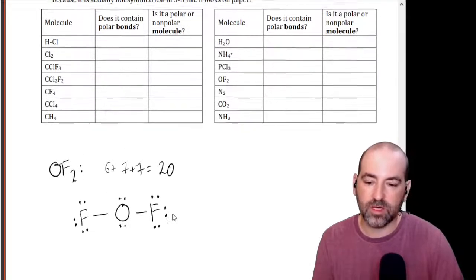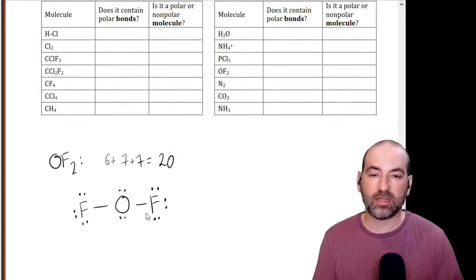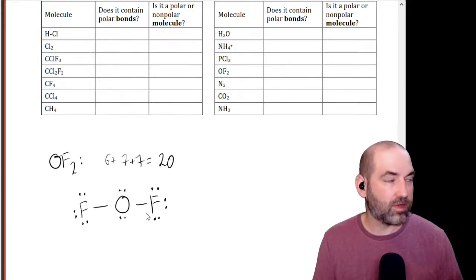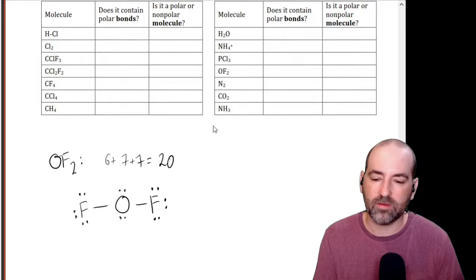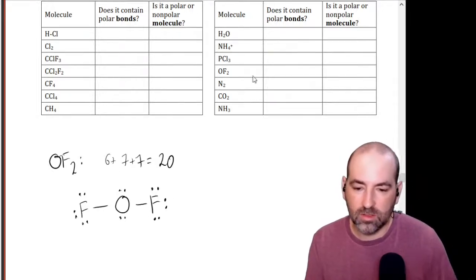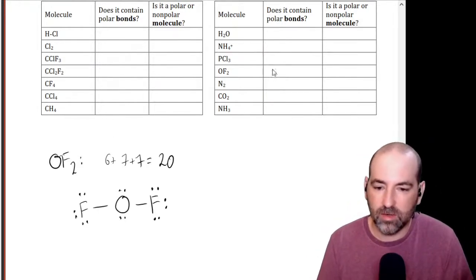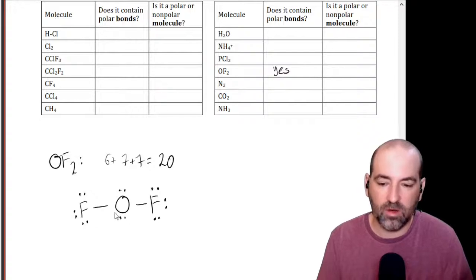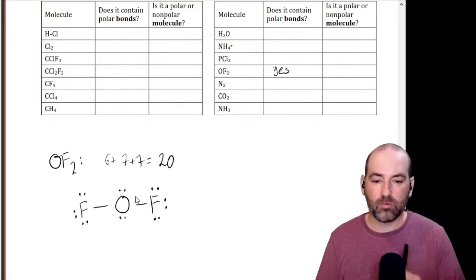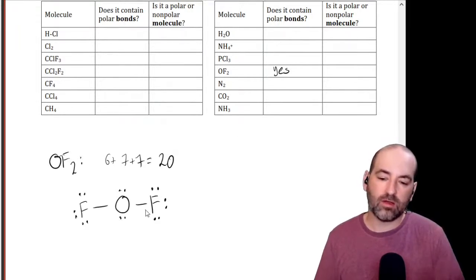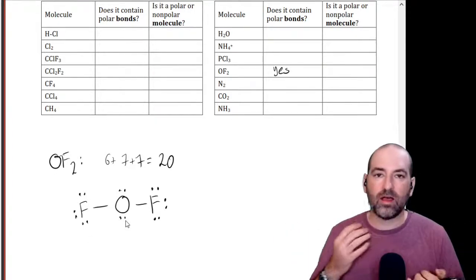And we can answer the first question, does this contain polar bonds? And it does, because there's a difference in electronegativity between oxygen and fluorine, about 0.5, I believe, maybe more. So those are polar bonds. So OF2, where is it? There it is. Does it contain polar bonds? Yes. The OF bonds individually are polar. Is the molecule polar or nonpolar? Now, here's where we need one more step. We can't just say, well, okay, it's negative and positive in the middle, so that's symmetric, so they cancel each other out, so it's nonpolar.